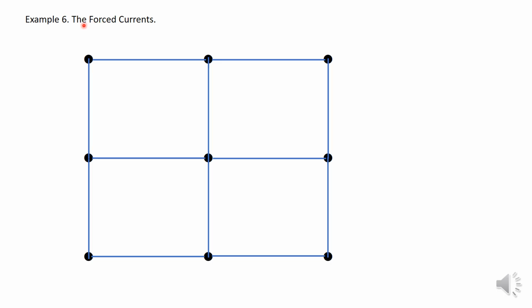So let's continue with example 6. We will look at the forced currents. Remember, these are the currents that we apply. So we are forcing these currents through the network. And we want to find a way of these currents going through the network that satisfies Kirchhoff's laws. I know there's no unique solution to this because there are cycles here. There's no unique way of doing it. So I will just find a way of allowing these currents through the network that satisfies Kirchhoff's laws.